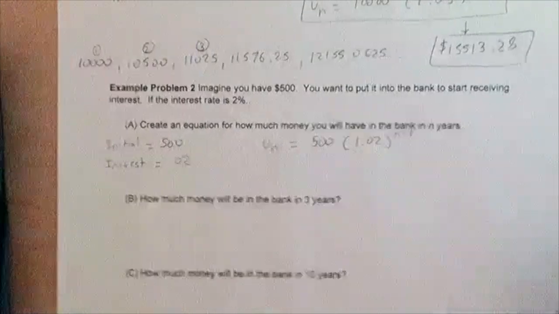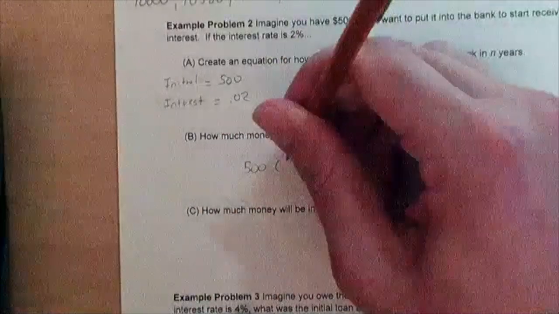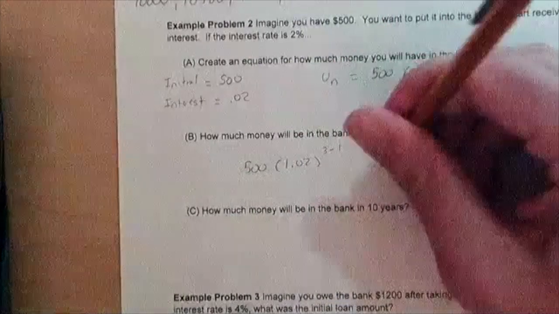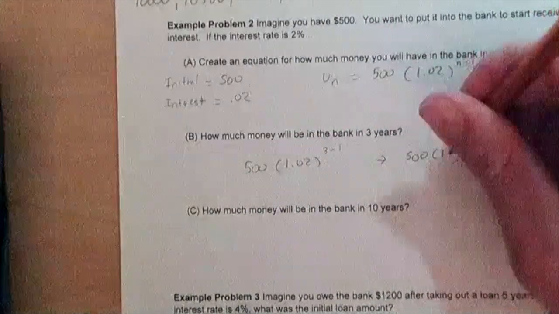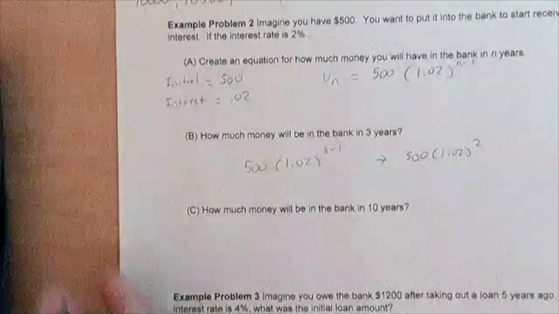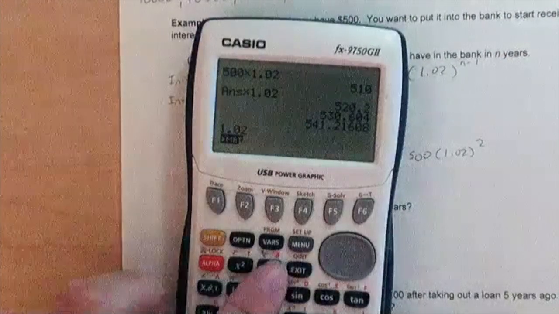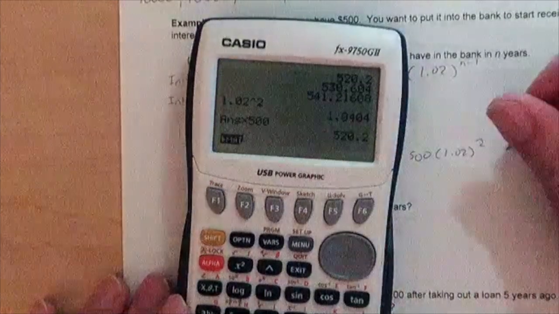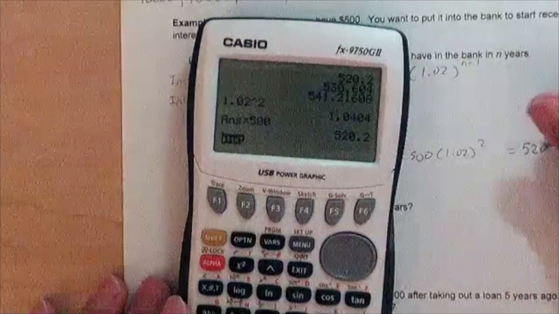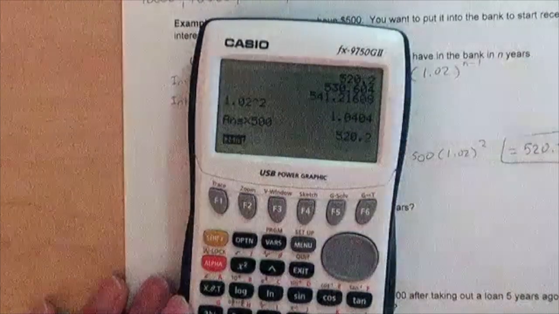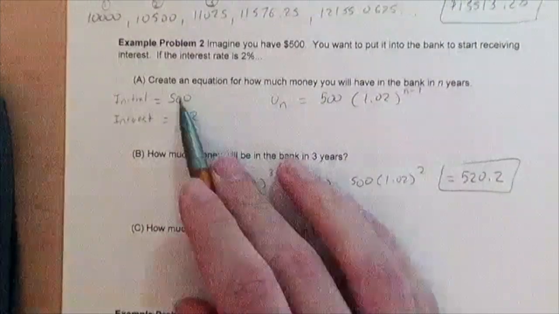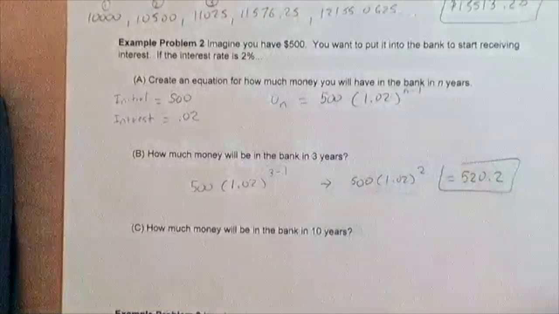That'll say 3, and then it'll say 10. So 500, 1.02, 3 minus 1. 500, 1.02 squared. So 1.02 squared times 500. So in 3 years, I'd have $520, which isn't a lot more than the initial amount, but think that we just have a low interest rate here.